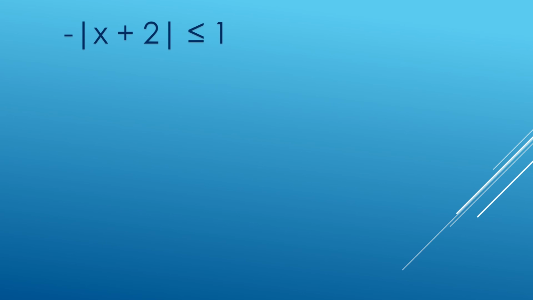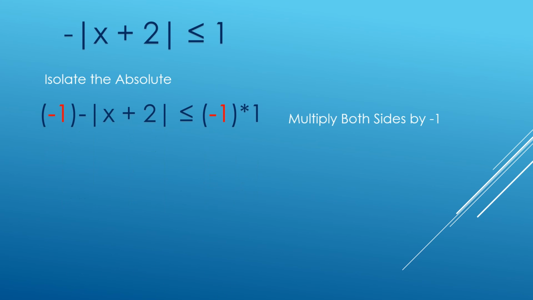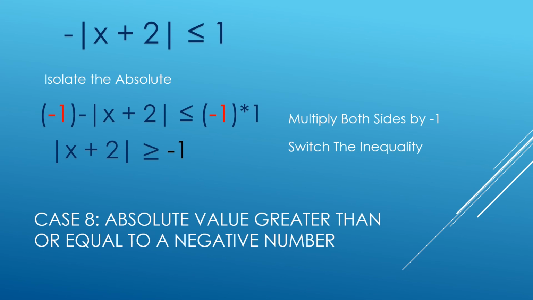Here we have another example. Negative the absolute value of x plus 2 is less than or equal to 1. First thing you have to do is isolate the absolute value. To do that, we'll multiply both sides by negative 1. When we do this, you'll notice we're going to have to switch the inequality, since we're multiplying by a negative number. We'll also have to do that if we divide by a negative number. So we'll have the absolute value of x plus 2 greater than or equal to negative 1. Well, this is case 8, the absolute value greater than or equal to a negative number.